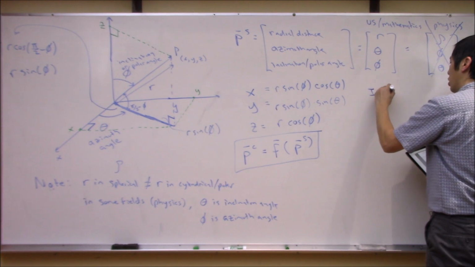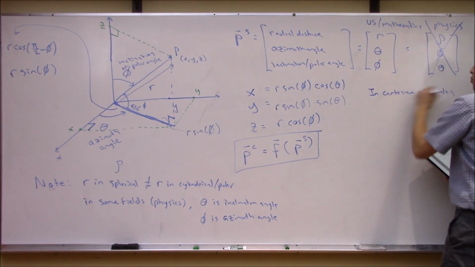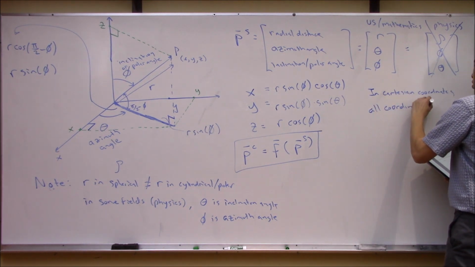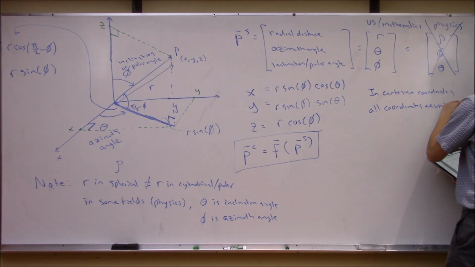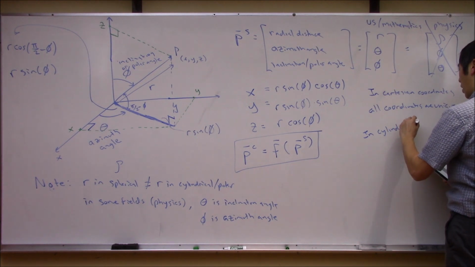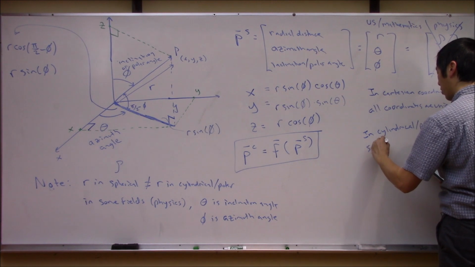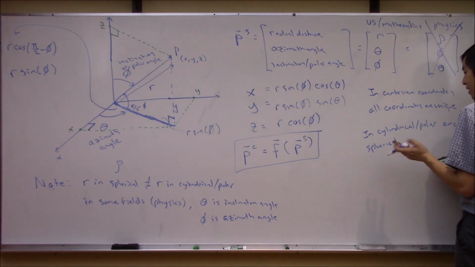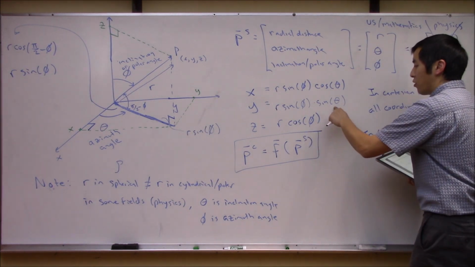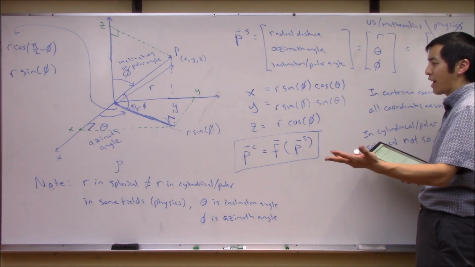So in Cartesian coordinates, all coordinates are unique, right? But in cylindrical, slash polar, that we were talking about, and spherical, that's actually not so, right? In the sense that, since theta and phi are angles, any 2 pi multiple of those will get you to the exact same location.